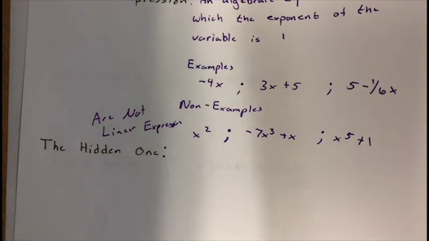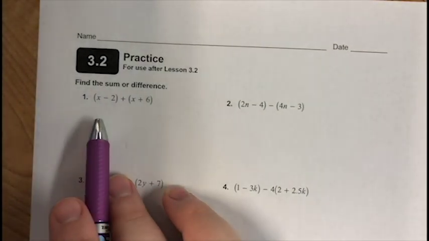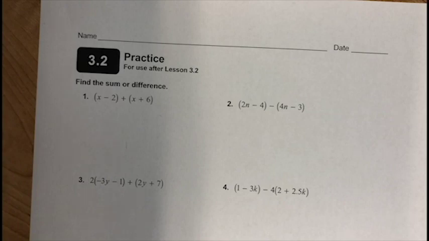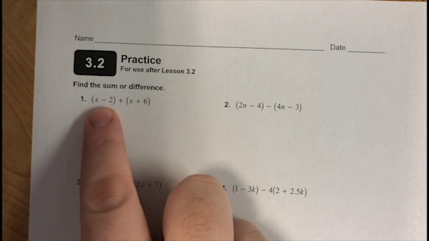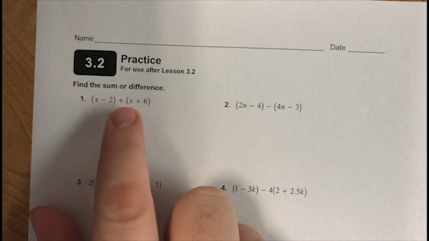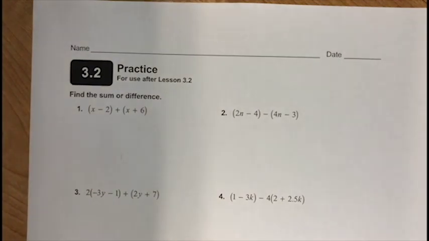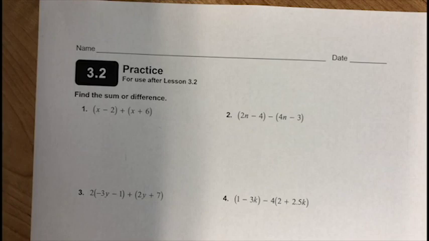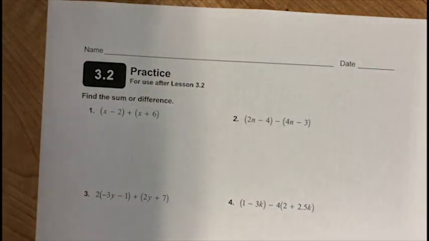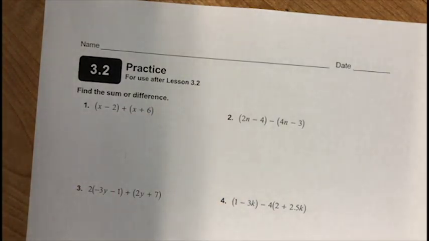All right, so what we are actually going to be doing today is finding the sum or difference of linear expressions. So notice that this is all in parentheses. This whole thing that's in parentheses is an expression by itself, all right? This one is an expression by itself. And together, they actually make an expression. So this is where math gets confusing in its language. This whole thing is an expression, but I'm adding 2 expressions to make a big expression.